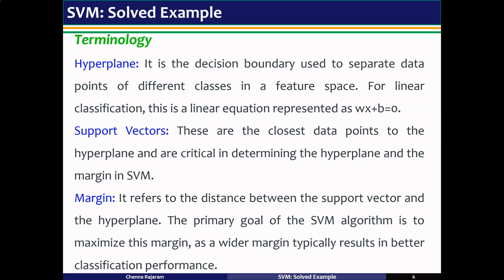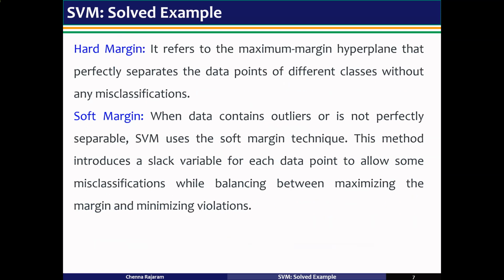The primary goal of the SVM algorithm is to maximize this margin, as a wider margin typically results in better classification performance. Hard margin. It refers to the maximum margin hyperplane that perfectly separates the data points of different classes without any misclassification. Soft margin. When the data is not perfectly separable or has outliers, SVM uses the soft margin technique. This method introduces a slack variable for each data point to allow some misclassifications while balancing between maximizing the margin and minimizing the violations.